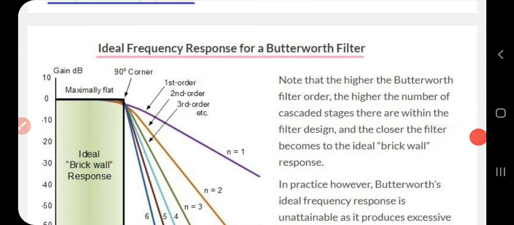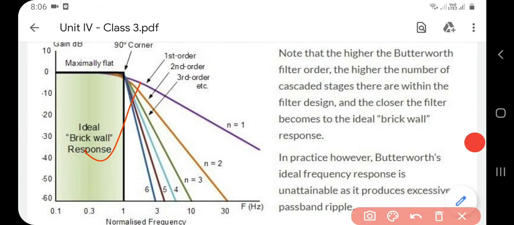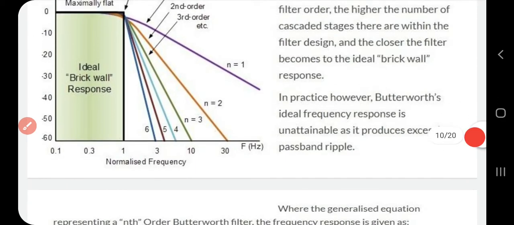Another point that we are concerned with while designing a low pass Butterworth filter is the frequency response. As already said, the higher the order of the Butterworth filter, the higher the cascading possible. Cascading means combining one stage to another, and so the higher the order, the higher the possibility of cascading, and the higher the brick wall shape, that is this block like shape. Okay. But this ideal frequency response is actually not attainable in practice. Why? Because theoretically, though we say that it is maximally flat, practically there will be some ripples, especially in the passband.